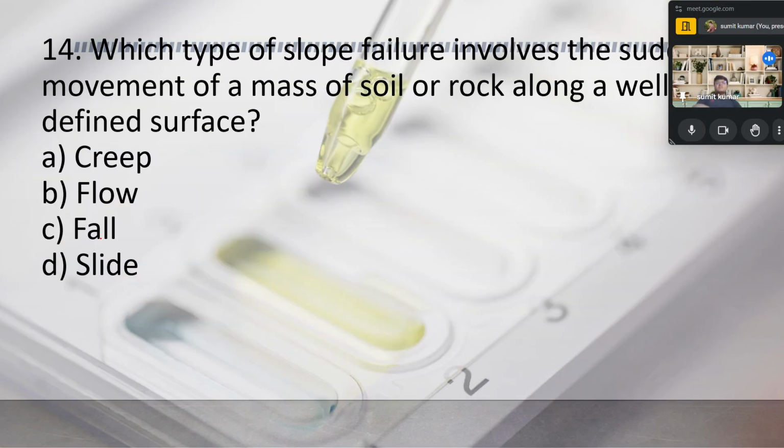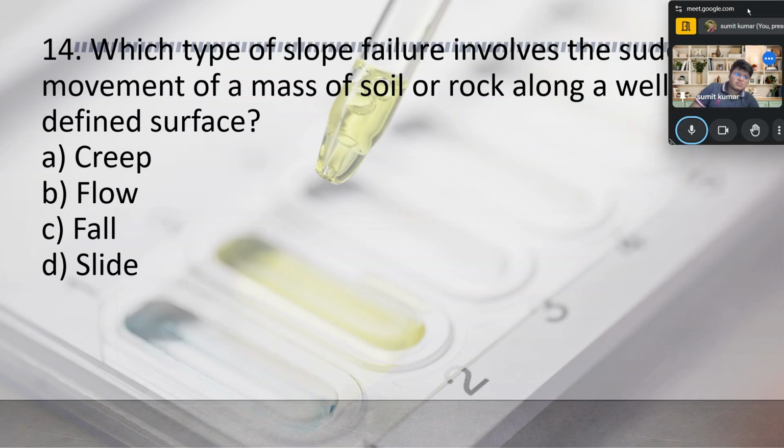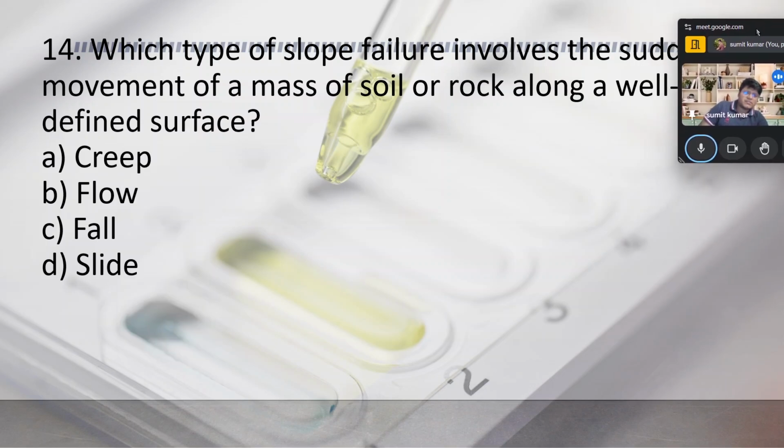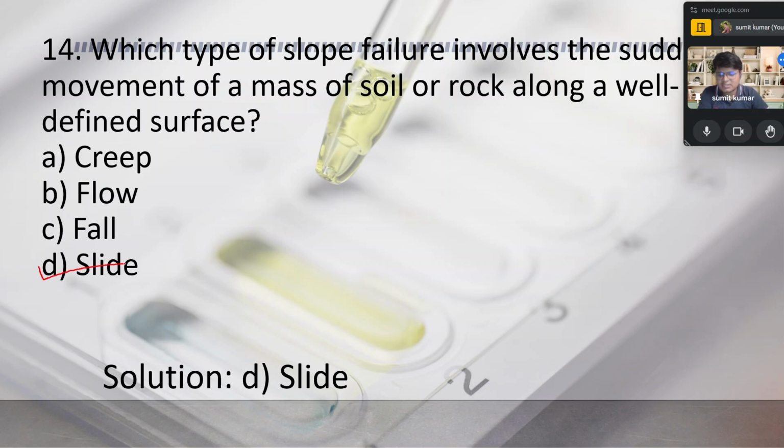Now the question says, which type of slope failure involves the sudden movement of a mass of soil or rock along a well-defined surface? Option A is creep, option B is flow, option C is fall, and option D is slide. So option D, slide, is the correct answer.